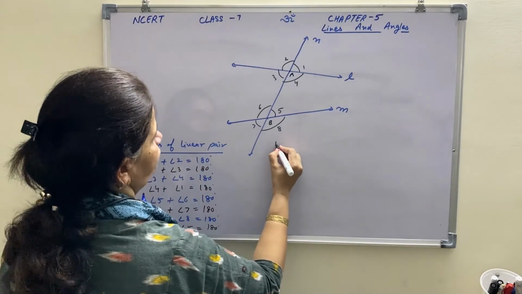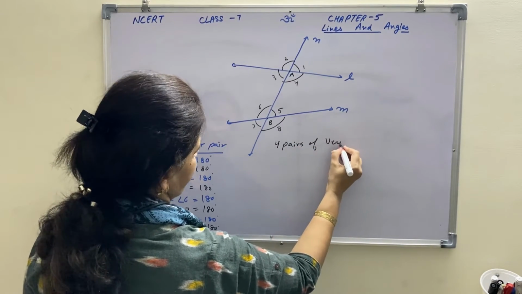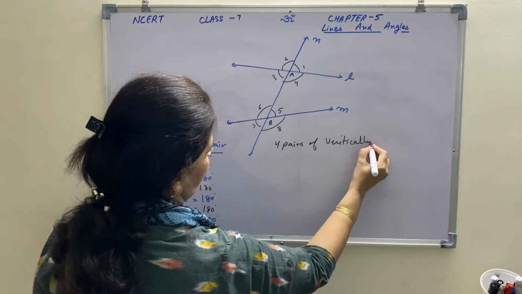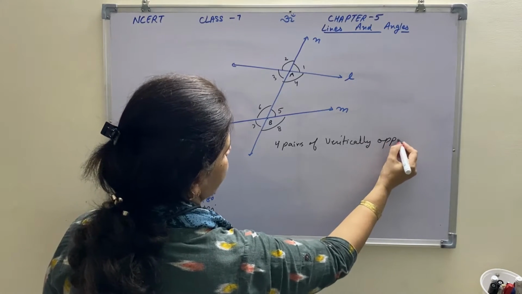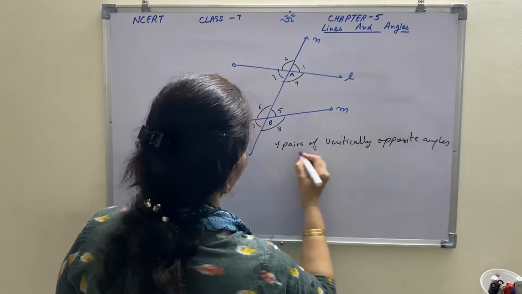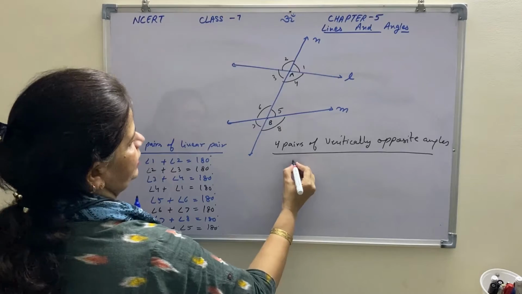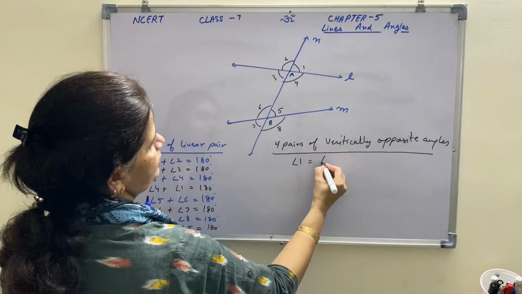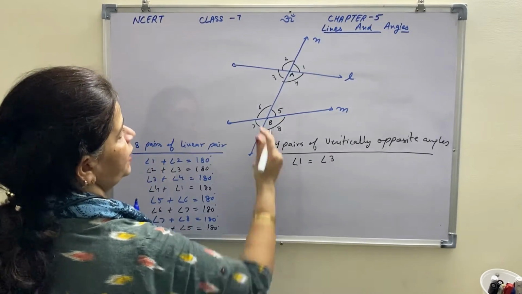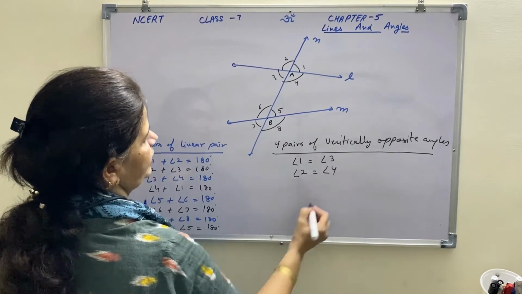Also here we have 4 pairs of vertically opposite angles. Okay, and which are those 4 pairs? Number 1 is angle 1 and angle 3. They are vertically opposite and they are equal also. Angle 2 and angle 4, again they are vertically opposite and equal.